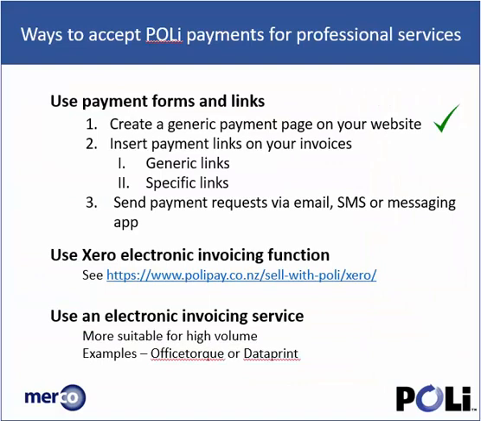Okay, we've had a look at how to generate a form and how to use that within a generic payment page on your website. We'll now have a look at how to use payment links on your invoices. And there's two basic flavors of this. One is a generic link, which is similar to the generic payment page. And what that means is you're creating a link. It could be the very same one that you use for your form on your website, and you're going to embed that link in every single invoice that you send.